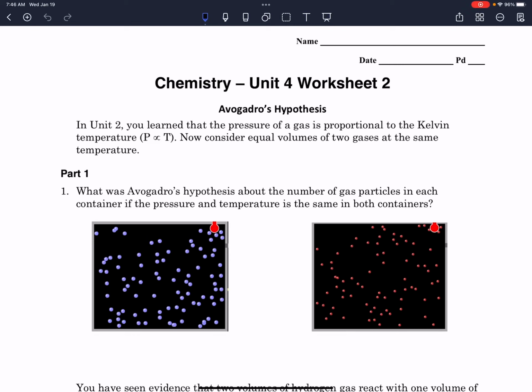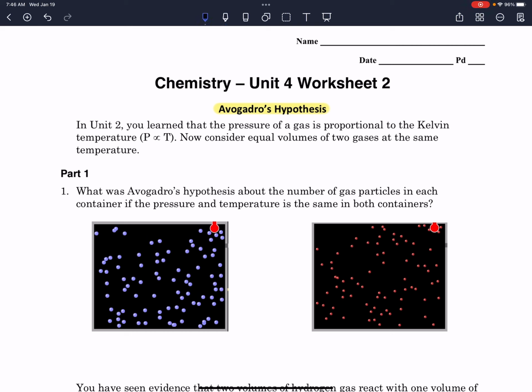All right, this is a short mini lesson walking you through the beginnings of Unit 4, Worksheet 2. In order to do this worksheet, you really need to have a solid understanding of Avogadro's hypothesis. So this goes back to the gases and how they combine video you just watched yesterday.